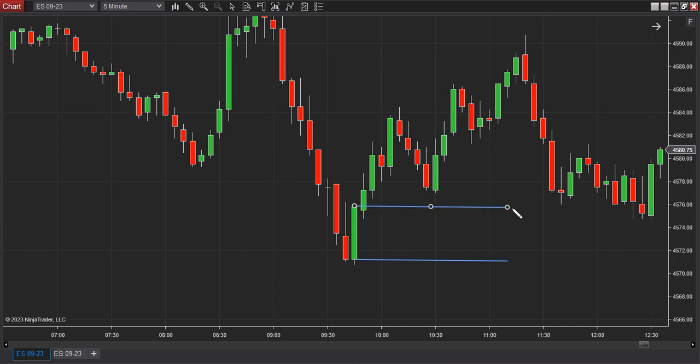How big is the body? Does it close at its high? Does it close at its high here? No, because we have a wick. It closes at its high here. It almost closes at its high here.